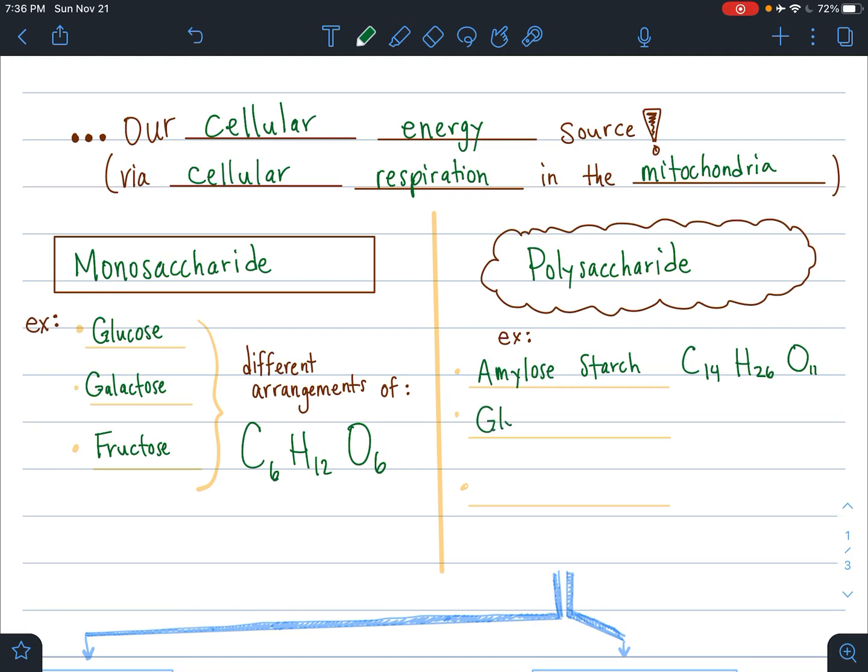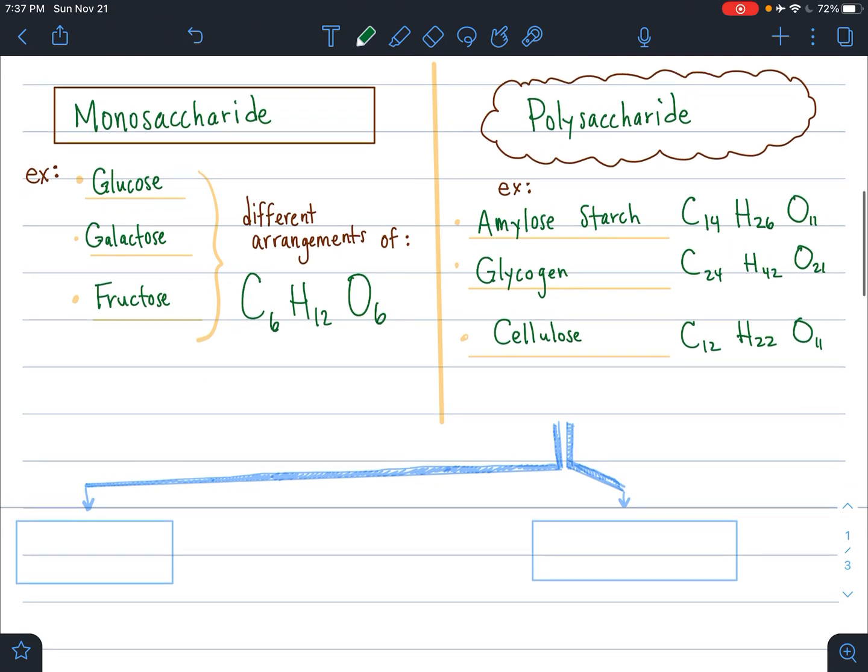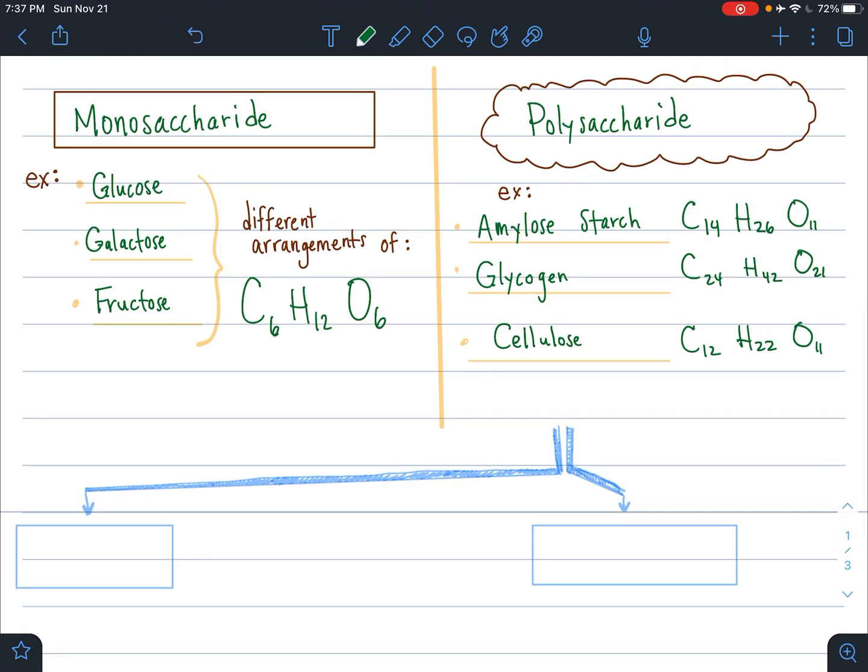Another one would be known as glycogen. Glycogen's chemical formula would be C24H42O21. So you can see, again, it's way more complex than that monosaccharide, which is just C6H12O6. These polysaccharides are many of those monosaccharides connected together. The third and final polysaccharide that we'll investigate here is cellulose, and cellulose has a chemical formula that would be C12H22O11.